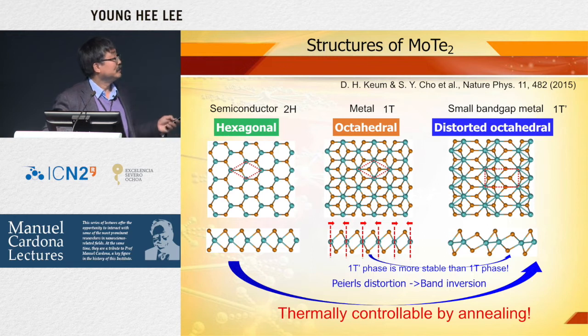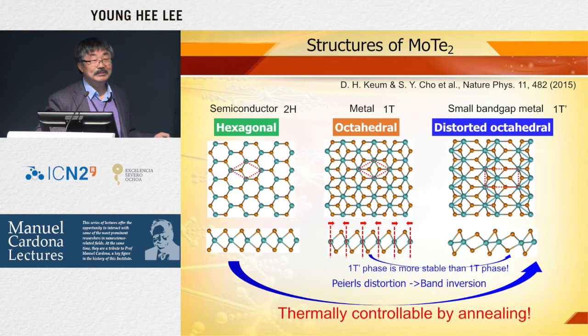And the difference between the 2H and 1T prime, you see this dimerization of the molybdenum atoms, which is very similar to a one-dimensional Peierls distortion. So basically, when you obtain this 1T prime phase, you get this one-dimensional nature from the atomic structure.